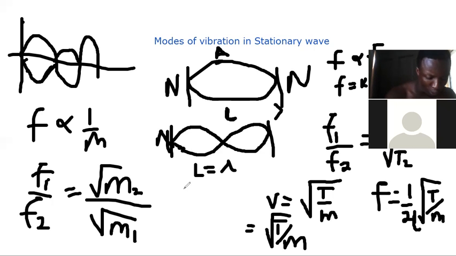Then the second overtone. With the second overtone, we are going to add another one to this. So here will be N, and here will be N. With the second overtone, we have 3 N's and 2 A's. So here will be A, here will be A. And L is equal to this, one wavelength. Then you can do it, and so on and so forth. The second overtone, we are going to get something like this.